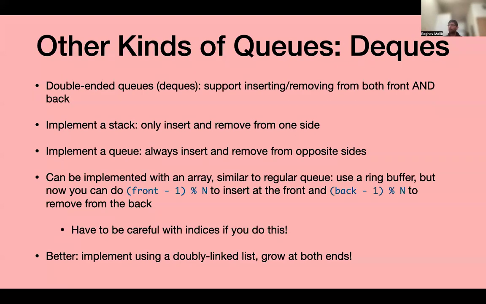We've got decks, which are double-ended queues, that support inserting and removing from both sides. You can use these to implement a stack by only inserting and removing from one side, or you can implement a queue by always inserting and removing from opposite sides. You can also implement them with an array.